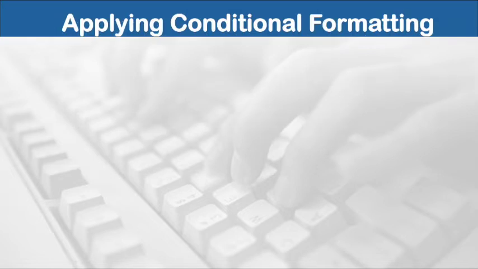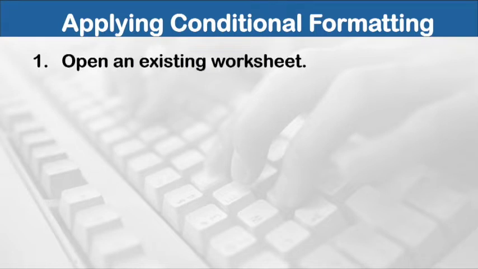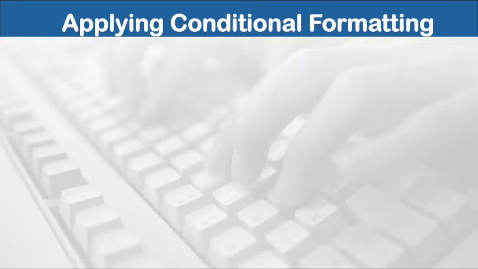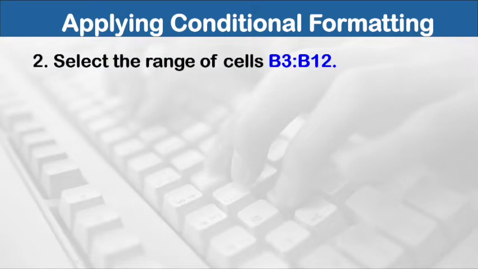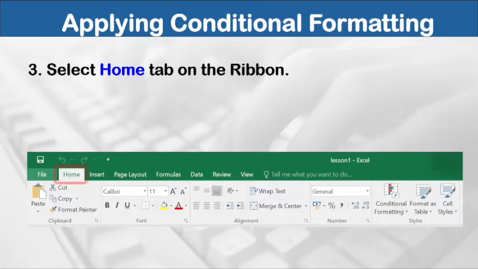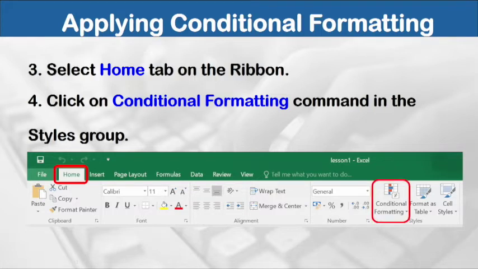Now students, we are going to see the steps to apply conditional formatting. First, open an existing worksheet. We want to know how many students obtain less than 50 marks. Next, select the range of cells B3 to B12. Then, select Home tab on the ribbon. Click on Conditional Formatting command in the Styles group.